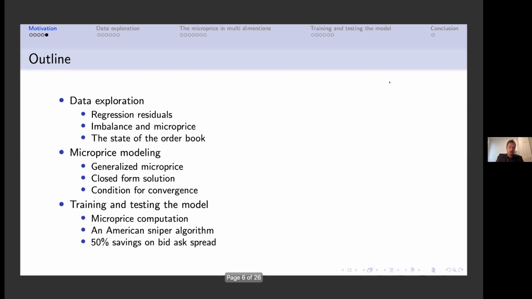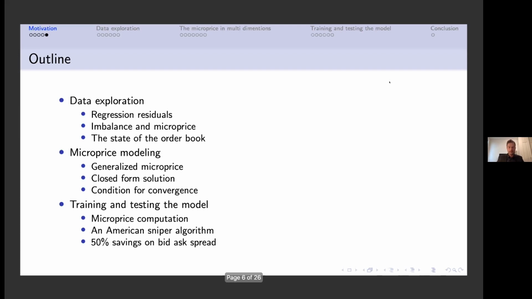And the idea will be, first I'll generalize the one-dimensional microprice idea. And we're going to see that there's a closed form solution for this microprice. And finally, that there are conditions for this microprice to converge. And that turns out not to be just a theoretical, existence result, but a result that will be practical for training the model, or as we say in finance, calibrating the model, because we'll find that if this condition is not met, and this condition is a symmetry kind of condition, then there will be no microprice, or rather the microprice will either be infinity or 0, which is not very useful.